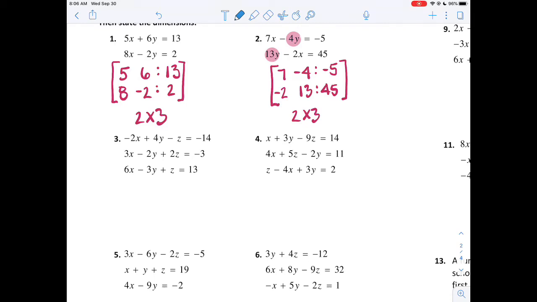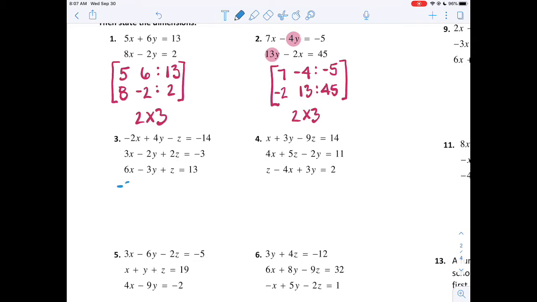Let's look at our next example. It has 3 equations and 3 variables. Let's check real quick to make sure that it is all in standard form. I see x's followed by y's followed by z's in the first, second, and the third equation. We're in standard form, so we can just write.